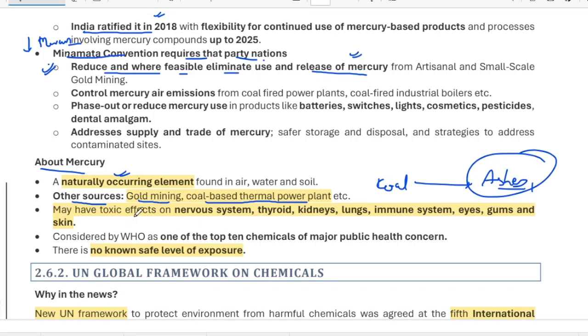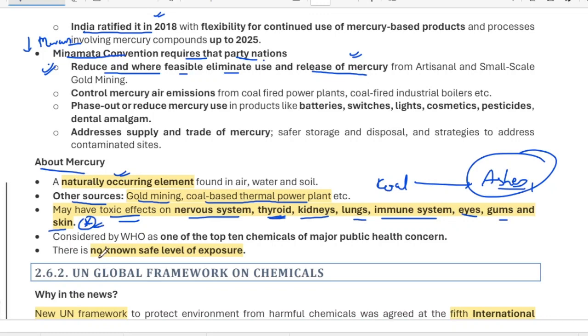Okay, now what are the toxic effects of mercury? It affects the nervous system. The thyroid gland becomes problematic because of this. And the kidneys, lungs, immune system, eyes, gums, and skin, the functions of all these organs become disrupted due to mercury.